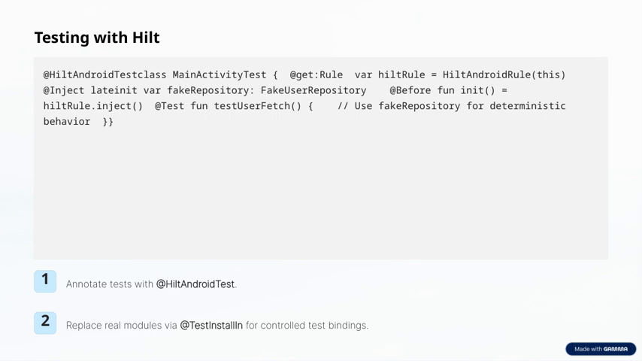Now, onto the second key point, replacing real modules with test-specific ones. You do this using @TestInstallIn. This annotation allows you to override modules for testing purposes, so you can control what dependencies are injected during your tests. By controlling your modules and dependencies, you create a controlled environment for your tests, which is crucial for reliable and repeatable testing outcomes. Connecting this all to the overall theme, using Hilt for testing simplifies the setup and makes your tests more maintainable. You can easily swap out real implementations with fakes or mocks, ensuring your tests focus on the logic you want to verify.